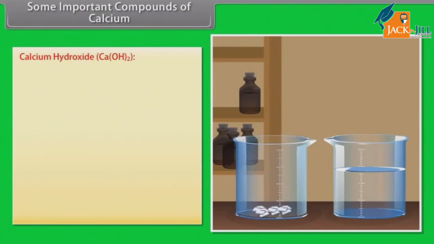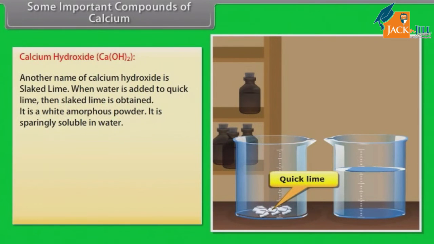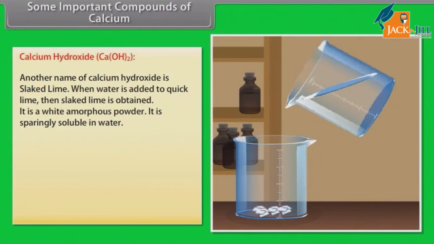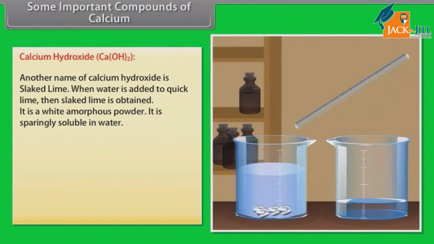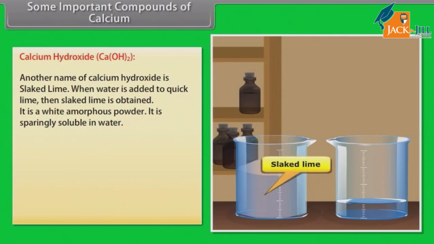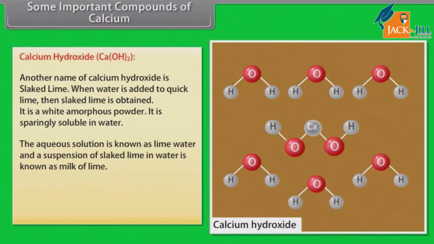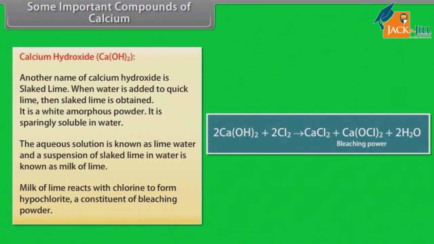Calcium hydroxide. Another name of calcium hydroxide is slaked lime. When water is added to quicklime, then slaked lime is obtained. It is a white amorphous powder. It is sparingly soluble in water. The aqueous solution is known as lime water, and a suspension of slaked lime in water is known as milk of lime. Milk of lime reacts with chlorine to form hypochlorite, a constituent of bleaching powder.